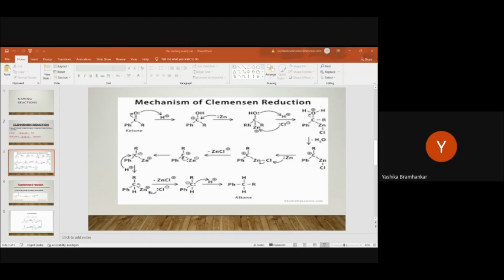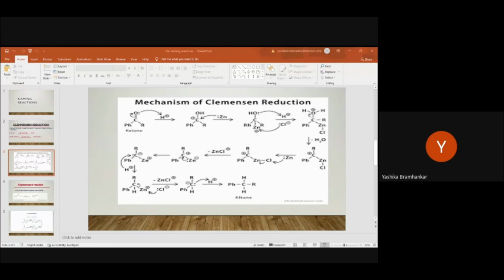Sorry, one step is left here. The zinc which has zinc carbon present, I left one step, ZnCl plus. I am explaining it now. ZnCl plus is there.